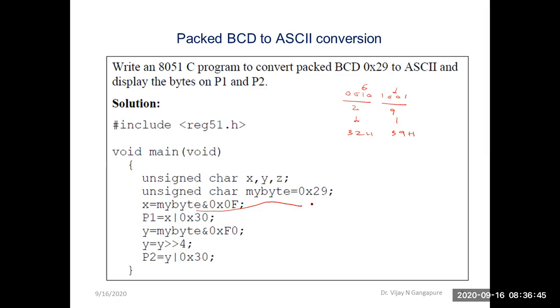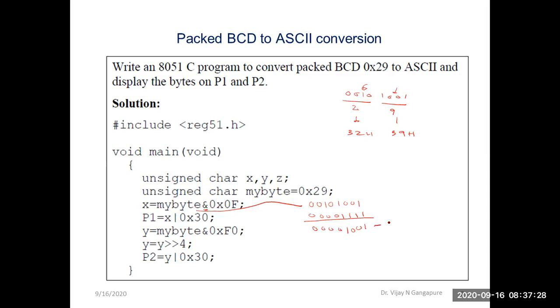That is 0x29. That means 0 0 1 0 1 0 0 1, and this single ampersand means it is a bitwise AND operator, and we are ANDing this 0x29 with 0x0f. 0x0f means 0 0 0 0 1 1 1 1. So what will happen? In the AND operation, 1 and 1 produces 1, 0 and 1 produces 0, 0 and 1 produces 0, 1 and 1 produces 1, and the remaining bits will be 0, because anything ANDed with 0 produces 0.